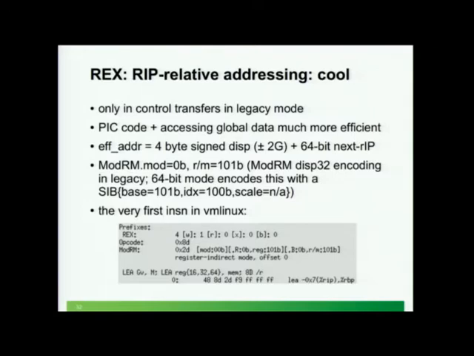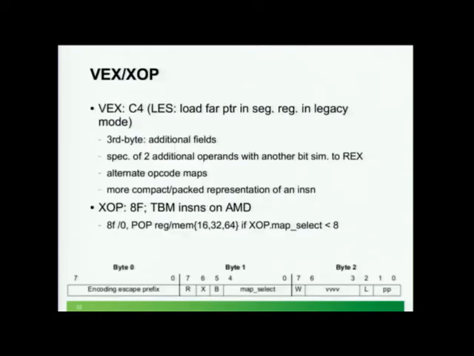This is the first instruction in the VMware when you go to the x86. In order to specify the RIP-relative addressing, we need to say mod 0, RM 5. I'm going to jump over that.